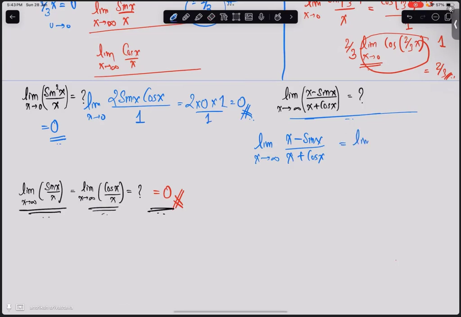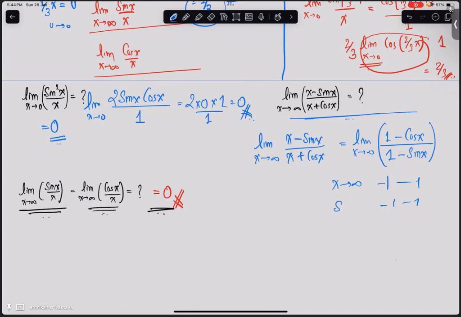So let's differentiate the numerator: 1 minus cos of x. Let's differentiate the denominator: 1 minus sine of x, because the differentiation of cos x is minus sine of x. Can we now say with certainty what is going to be the value of this? No, right? Because as x tends to infinity, cos x can vary between minus 1 to 1, and sin x can vary from minus 1 to 1.